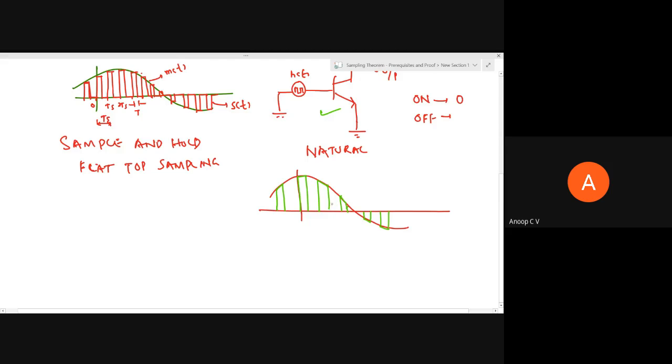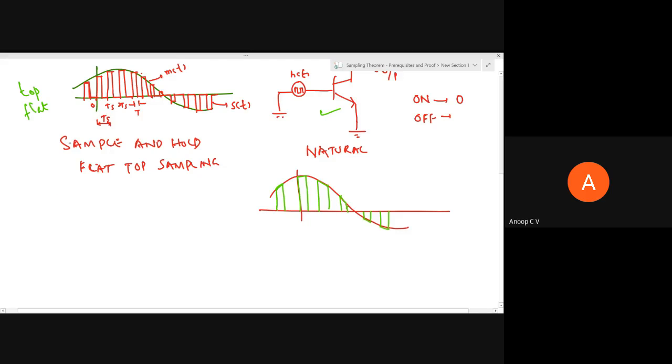So the difference between a naturally sampled signal and a PAM signal is that in a PAM signal, the top will be flat, whereas in natural sampling, the top of the pulse follows the message signal for that duration. So that's how we can differentiate, right?